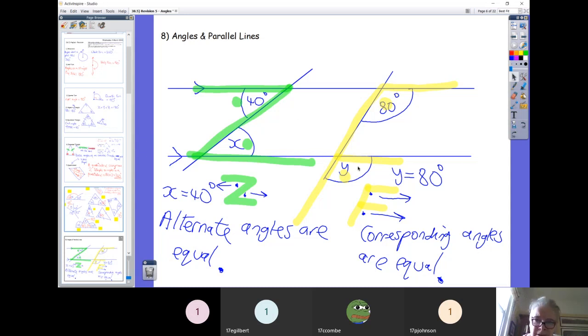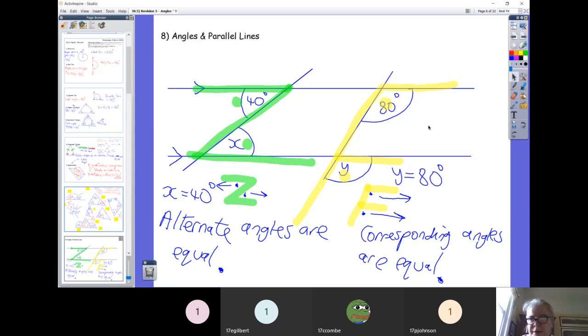So same parallel lines, but if the information was such that you were given this angle here and you needed this angle here, because that forms a falling over F, it's the F angle rule, so Y must also be 80 degrees, but we say corresponding angles are equal in the same way.